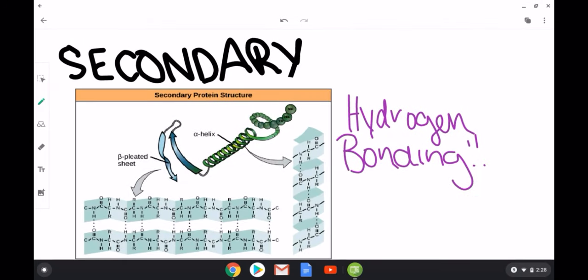Following the primary structure of a protein is the secondary structure. The secondary structure is made up of an alpha helix and a beta pleated sheet. The alpha helix is a right-handed coil that results from the hydrogen bonding between nitrogen and hydrogen groups on one amino acid and the carbon double bonded to oxygen groups on the other. On the other hand, the beta pleated sheet is when two or more polypeptide chains are aligned and hydrogen bonds form between the chains. So, the important thing to remember about secondary structure is the hydrogen bonding that stabilizes them.